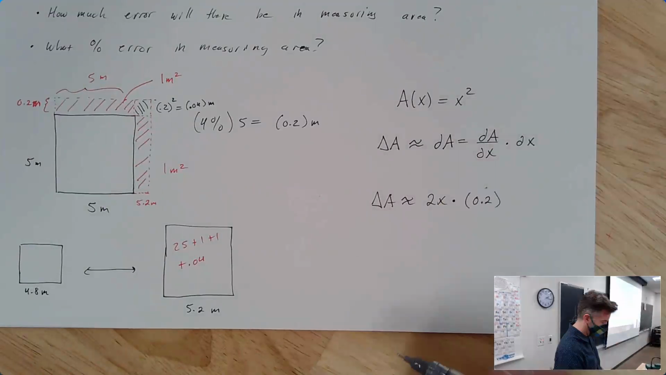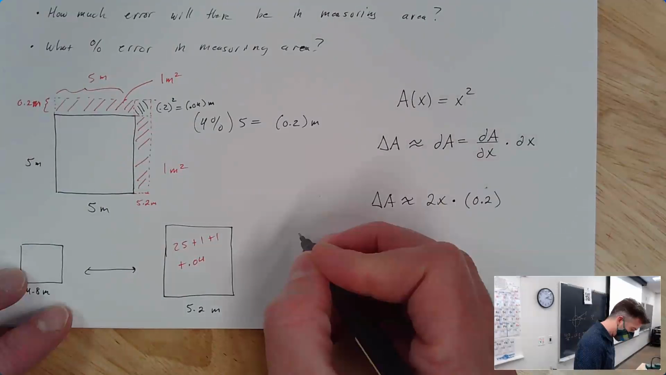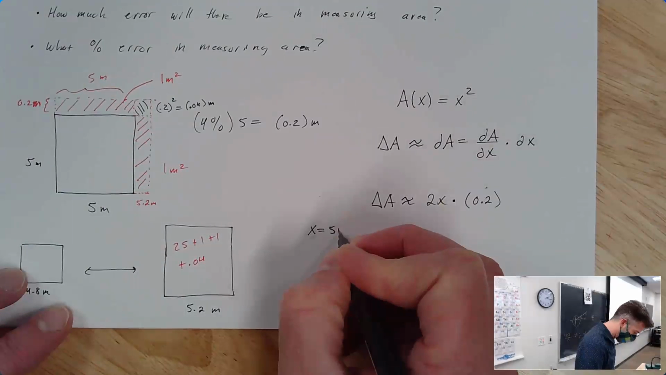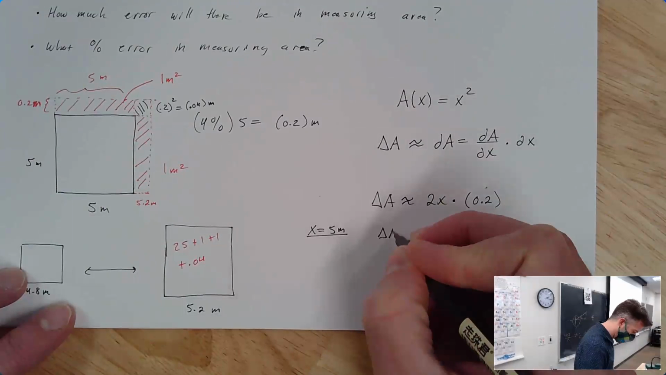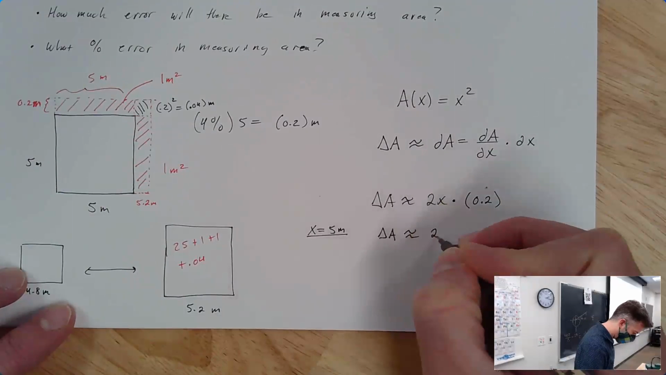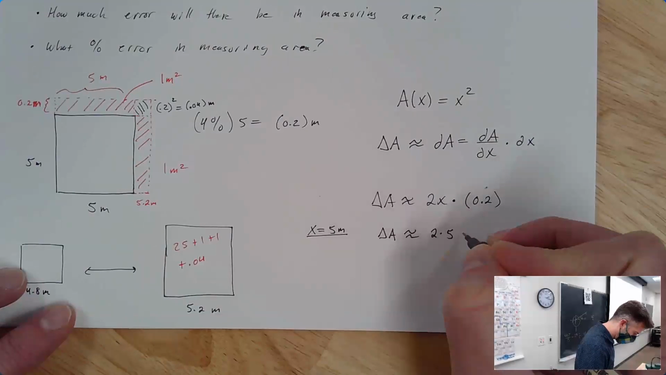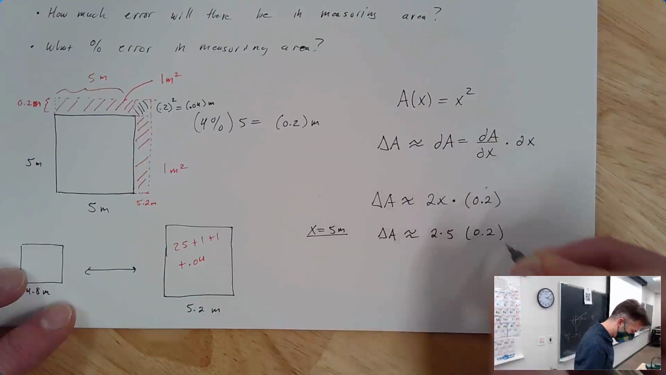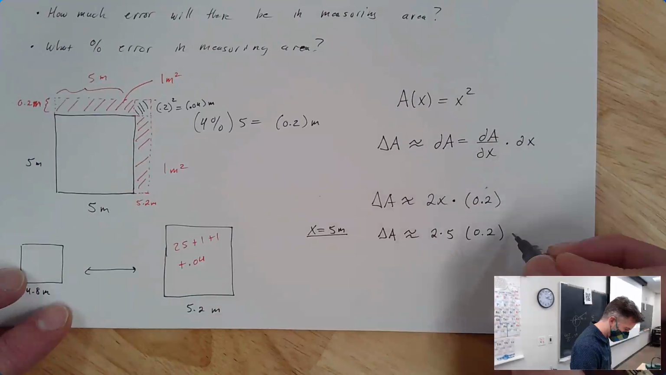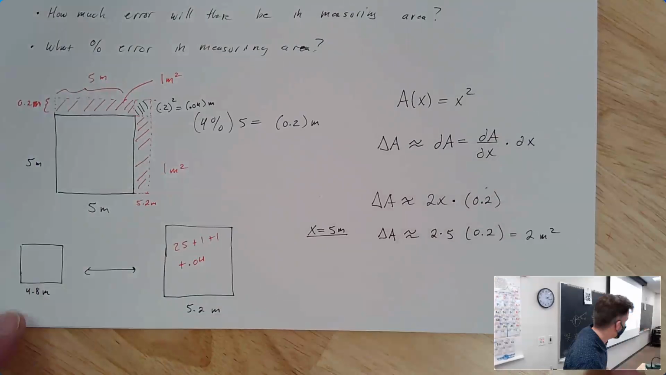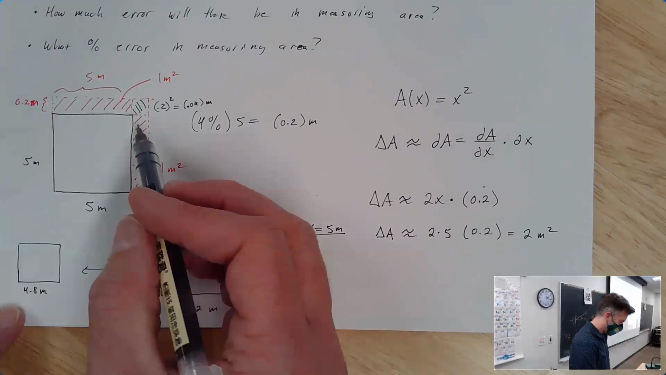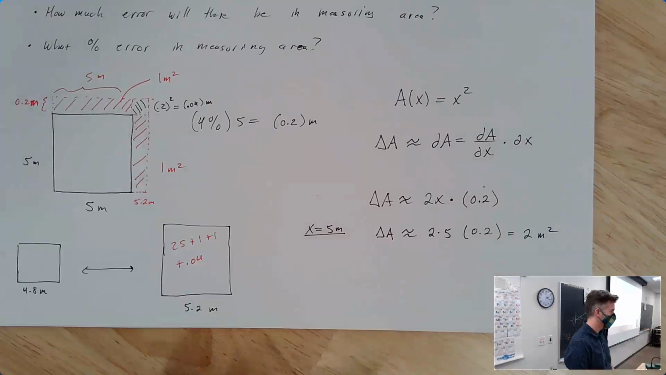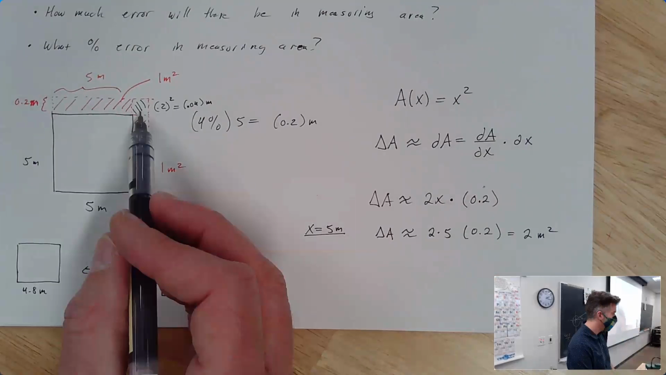If I plug in the measurement for x, which was x equal to 5 meters, look what we're getting. We're getting that the change in area is approximately 2 times 5 times 0.2, which is 10 times 0.2, which is 2 square meters. What I really, really want you to see is that that's the areas of those rectangles there. Not the black one, the two red ones.